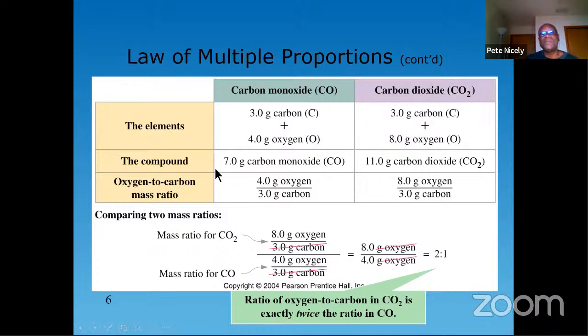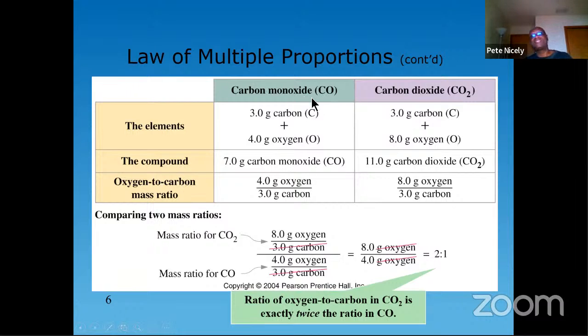Now, if you compare these two, let's say you have a certain amount of carbon monoxide which contains 3 grams of carbon, and a certain amount of carbon dioxide which contains the same mass of carbon, which is 3.0 grams, right? If you were to compare the mass of the other element in both cases, which would be oxygen, what you'll find is that the ratio of those masses would be a whole number ratio if the mass of the first element is fixed.